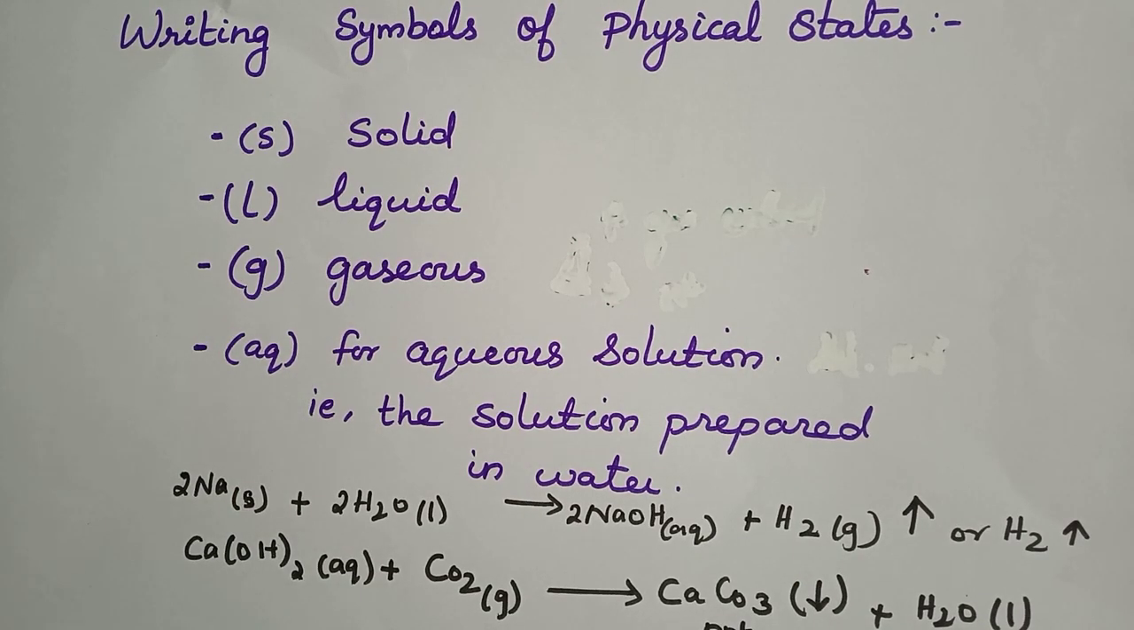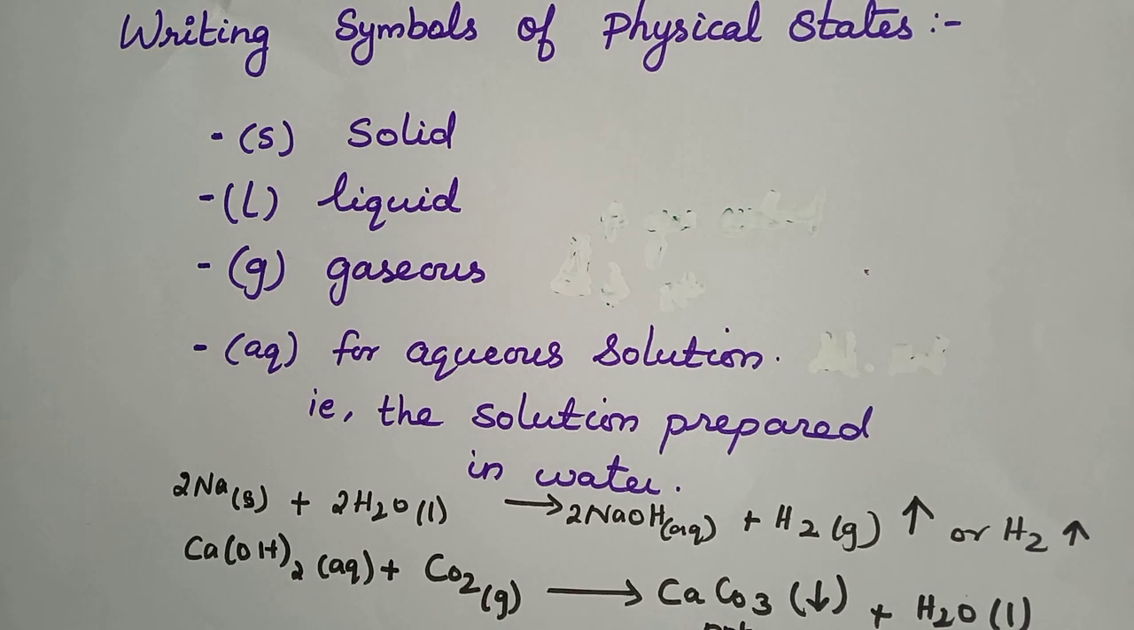Now I am going to teach about writing symbols of physical states. So we have 3 kinds of states of matter. Yes or no? Yes. What are the 3 kinds of states of matter? Solid, liquid, gaseous state. Okay. So in the last year, first chapter, matter in our surroundings, we read very detailedly about it. Yes or no? Yes. So now we are going to see what symbols we can use for this equation.